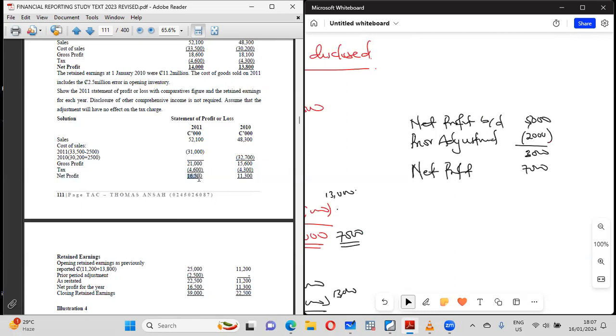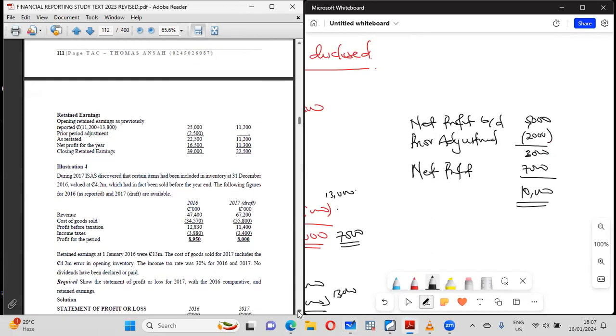Then we bring in what? The new profit, just as this one, the new profit. So over here, the entire thing now goes back to 10,000. So what we mean here is that we adjust the effect in the last year into, all right, the opening retained earnings. So basically, that is that.